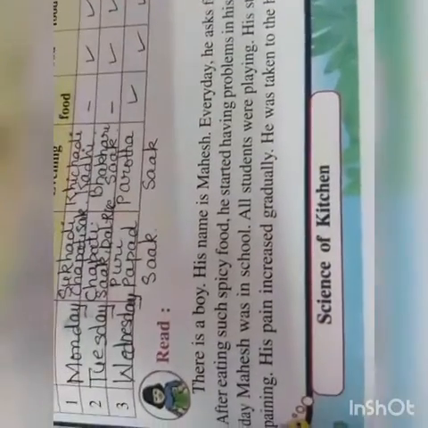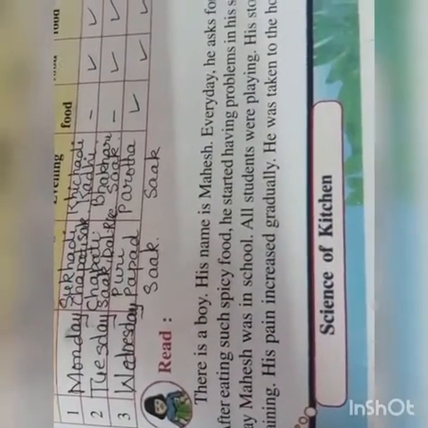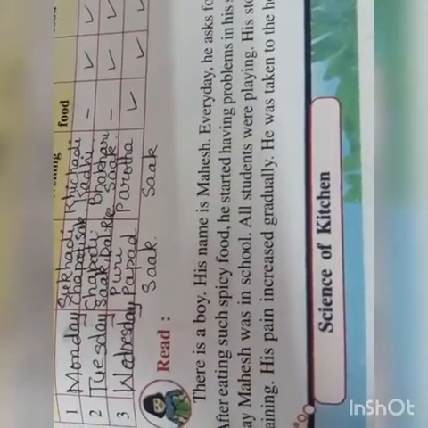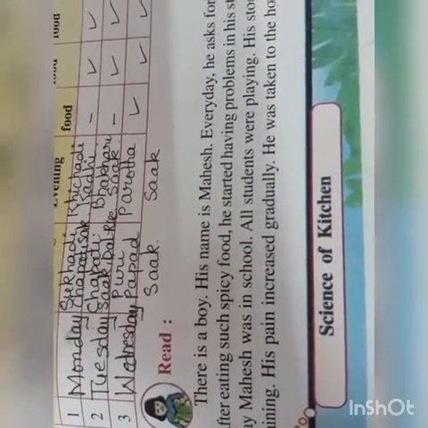But regularly, if we eat such type of food, when we go to the vendors and eat such food, then it is not good for our health if eating such type of food is regular.